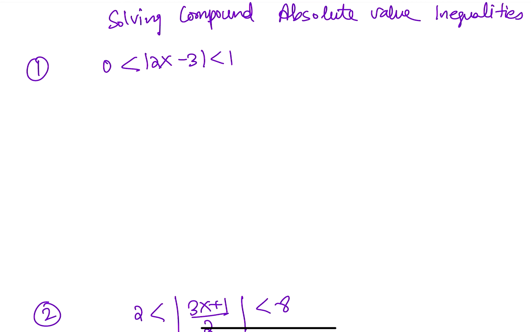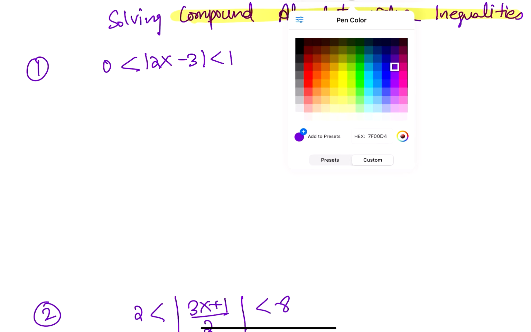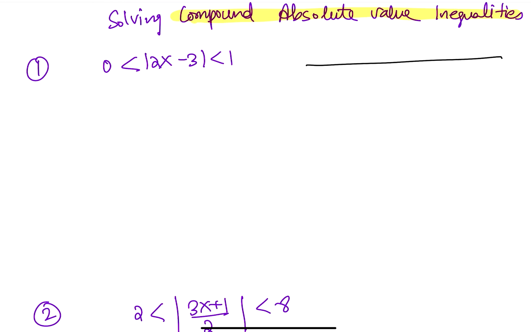In this video, we're going to look at examples of compound absolute value inequalities. So first example, absolute value of 2x minus 3 lies between 0 and 1. It's important to go ahead and draw this and think about where your number can lie. So the absolute value of this number, whatever 2x minus 3 is, lies between 0 to 1. So that number can be here, or that number can also lie between -1 to 0.